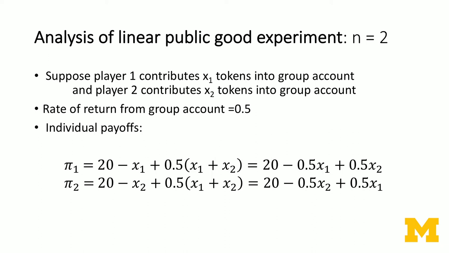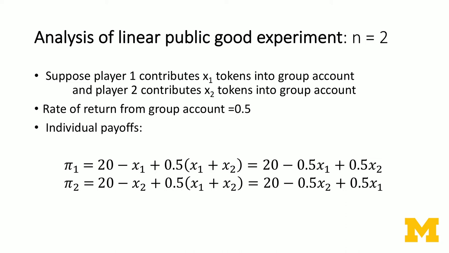Now we simplify this expression and combine terms. That becomes 20 minus 0.5 X1 plus 0.5 X2. And you can do the same thing for player 2. It turns out that player 2 faces very similar incentives. Player 2's payoff is going to be 20 minus 0.5 X2 plus 0.5 X1.